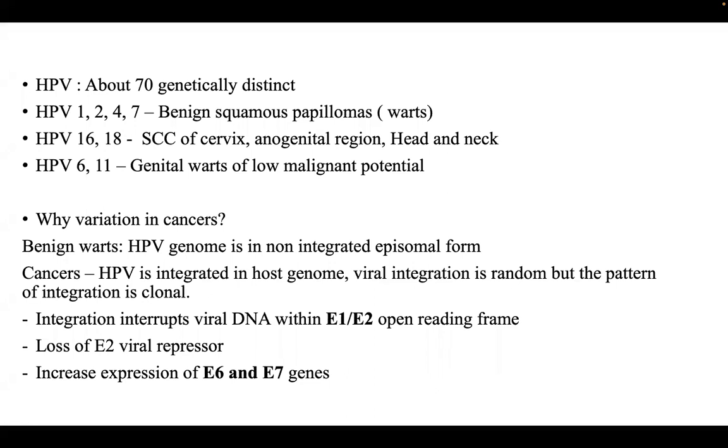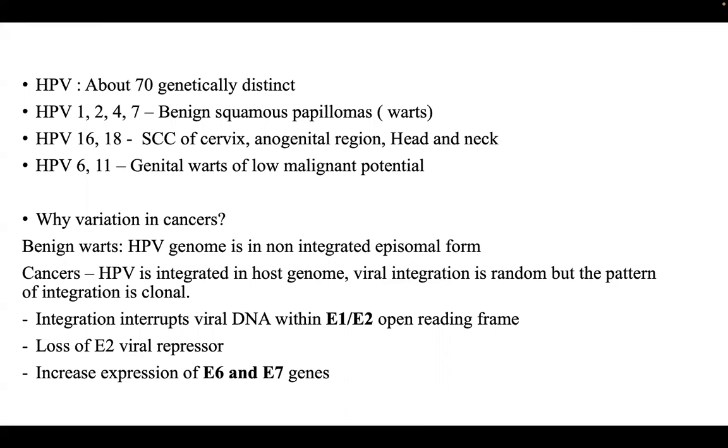So HPV has about 70 genetically distinct genotypes. For example, we have HPV 1, 2, 4, and 7 that are implicated in causing benign squamous papillomas, that is the warts. And then we also have the high risk HPV 16 and 18 genotypes that are implicated in squamous cell carcinoma of the cervix, the anogenital region, and the head and neck region. Then there is the low risk, which includes HPV 6 and 11. And these are implicated in genital warts of low malignant potential.